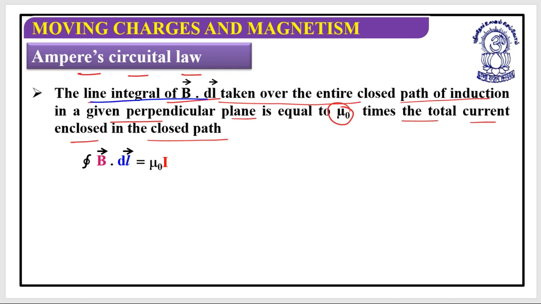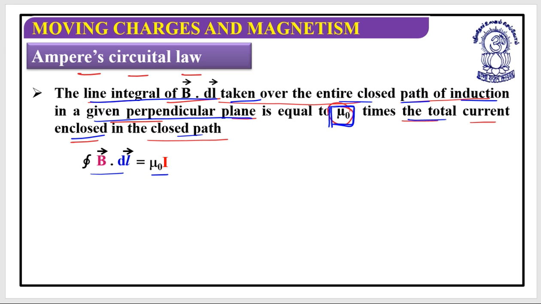It says that the line integral of B dot dl taken over the entire closed path of induction in a given perpendicular plane is equal to mu naught times the total current enclosed in the closed path. So the line integral of B dot dl is equal to mu naught times I enclosed.